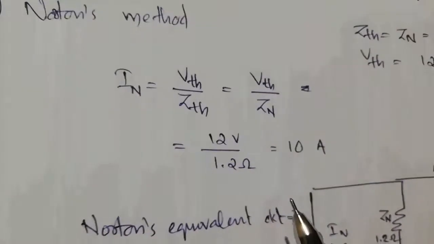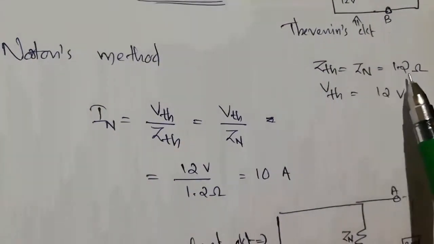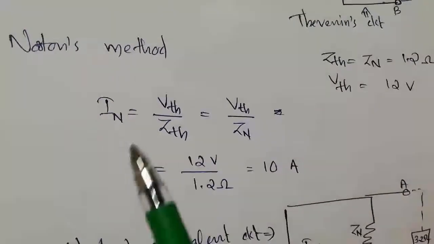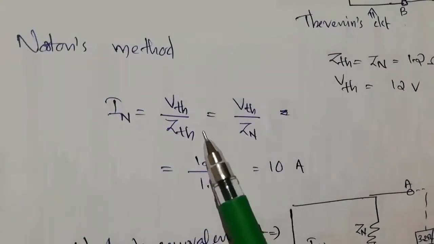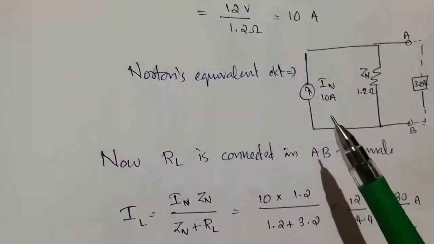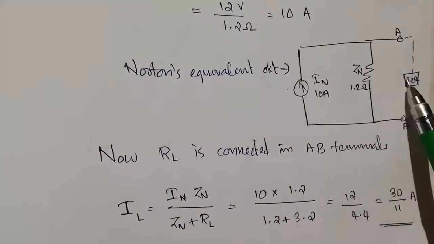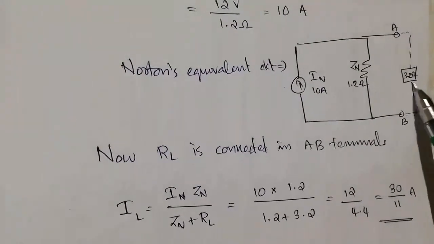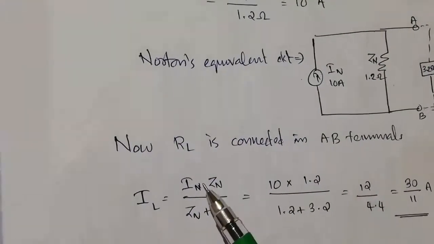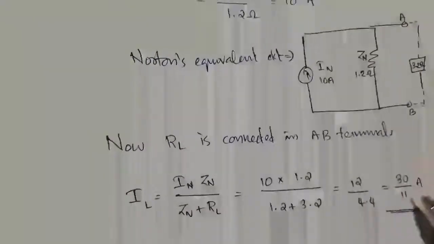Now we can solve the same using Norton's method. We have ZTH is equal to ZN, that's 1.2 ohm. VTH is equal to 12 volt. From that we can find IN, VTH by ZTH, that's equal to 10 ampere. Now we can draw Norton's equivalent circuit using IN and ZN like this, and reconnect the load resistance here. If RL is connected across the AB terminals, IL is equal to IN ZN by ZN plus RL, that's equal to 30 by 11 ampere.